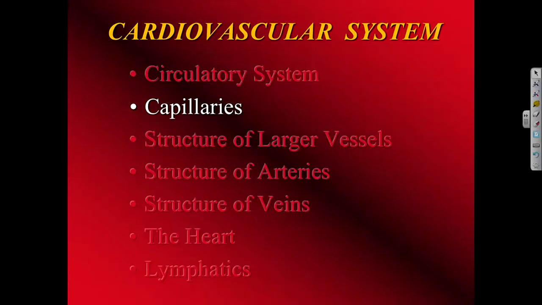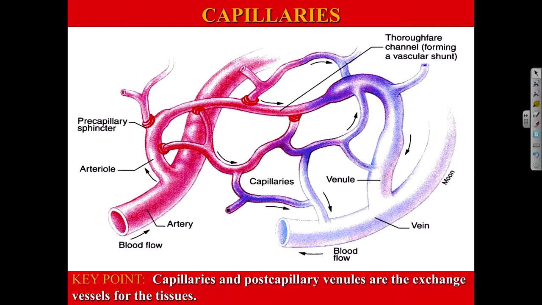So let's look at the smallest of the blood vessels, the capillaries. At the level of the tissues, these are the capillaries, the smallest blood vessels, just wide enough to let a leukocyte or a red blood cell squeeze through, not much wider than that. Some of them have a little smooth muscle sphincter that can close off the capillary, like this pre-capillary sphincter, to regulate the flow of blood through these capillaries.